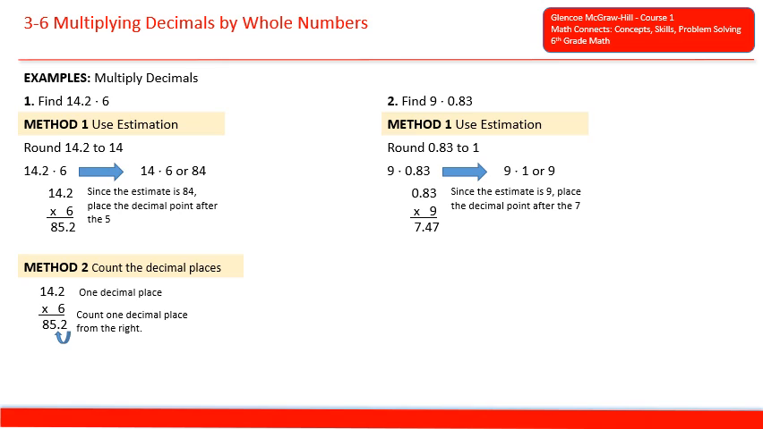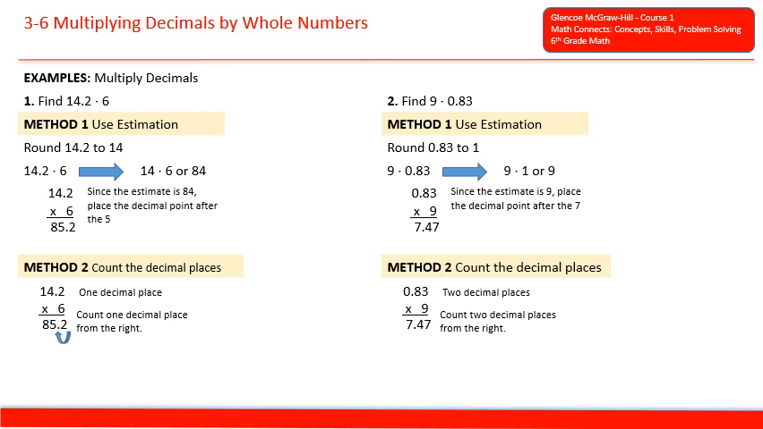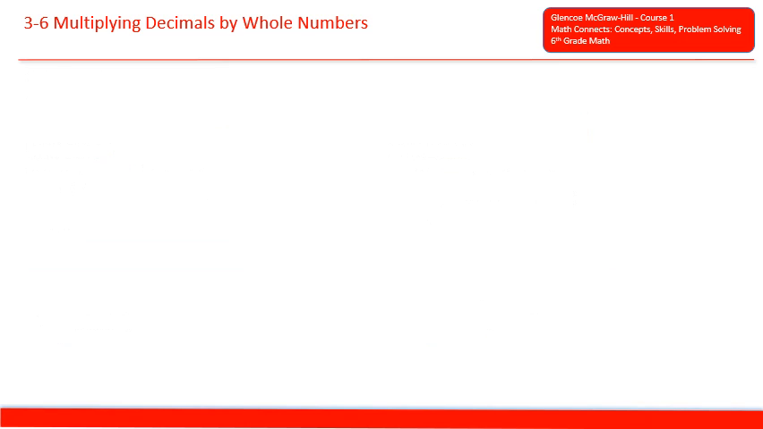Since the estimation is 9, place a decimal point after the 7 because we know there's going to be one whole number, and 7.47. So if we just multiply 9 times 83 hundredths, we'd get 747, and there are 2 decimal places in 83 hundredths, the tenths and the hundredths place. So we will count 2 decimal places from the right and put in the decimal point between the 7 and 4. So there are two decimal places in the problem, so there are 2 decimal places in the answer.